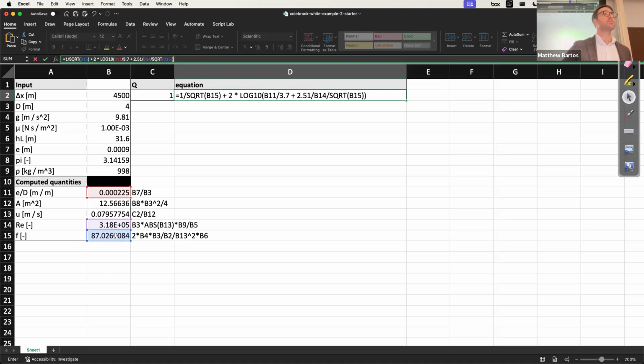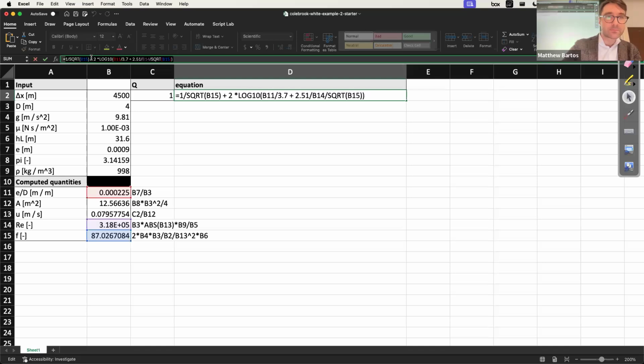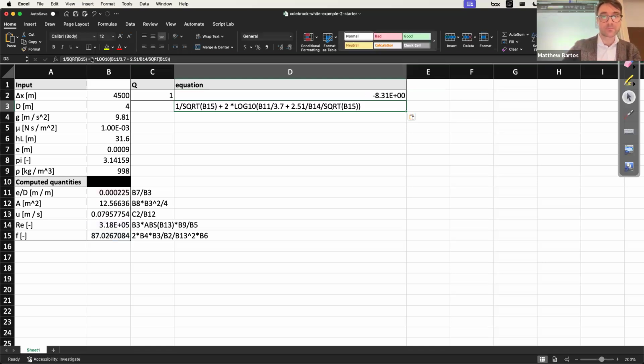So I'm going to take that formula and paste it below so that you can see it. And if all goes well, we should now be able to solve for the discharge that satisfies the system of equations.